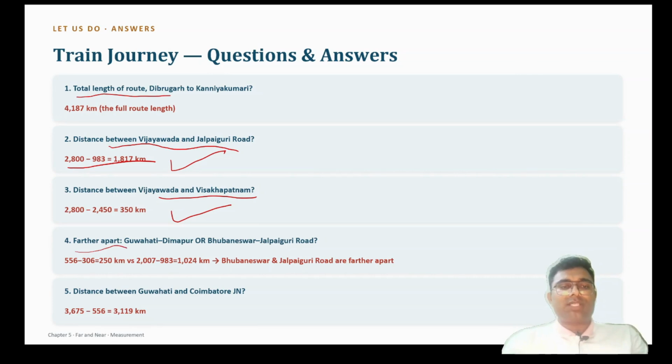Which is farther apart? Which pair is farther apart: Guwahati or Dimapur, or Bhubaneswar or Jalpaiguri? Again you will do the same, subtract the distances and then compare which one is farther. Distance between Guwahati and Coimbatore.